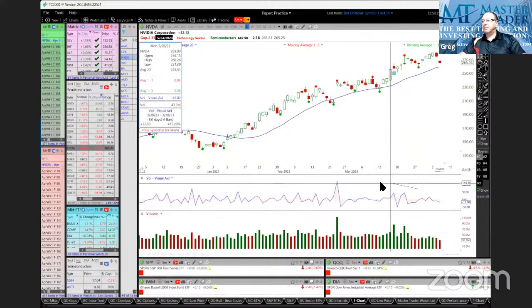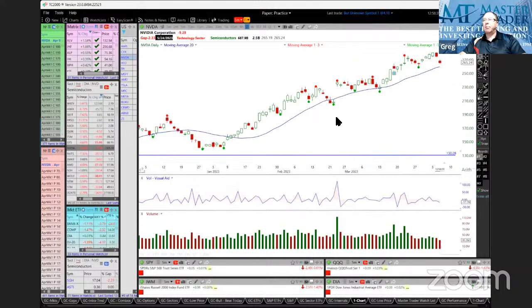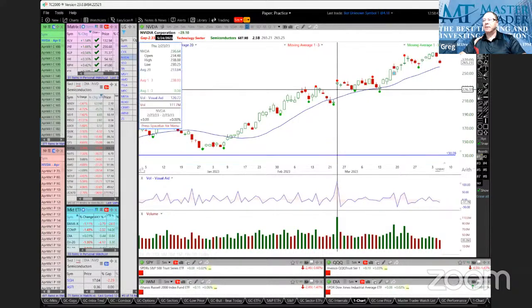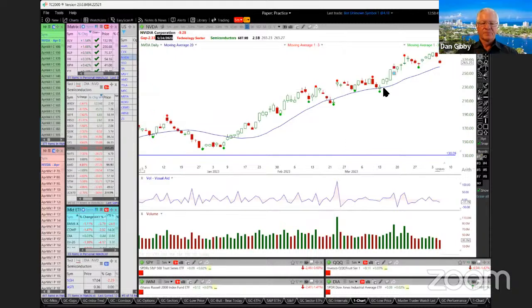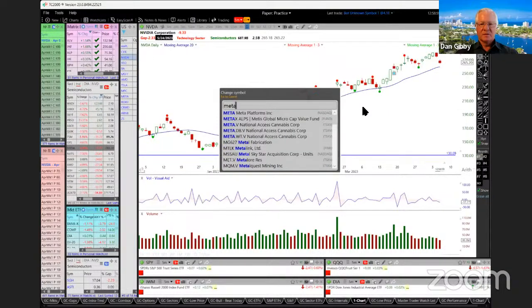NVIDIA, big volume spike, and it broke out from a pullback. This might have been earnings. I don't remember. I think it was. This is what I was saying earlier, that you get these kind of volume spikes on earnings, and then they go sideways for a week or two. They typically go higher. That's a pretty common pattern. Yeah, that's a good example.